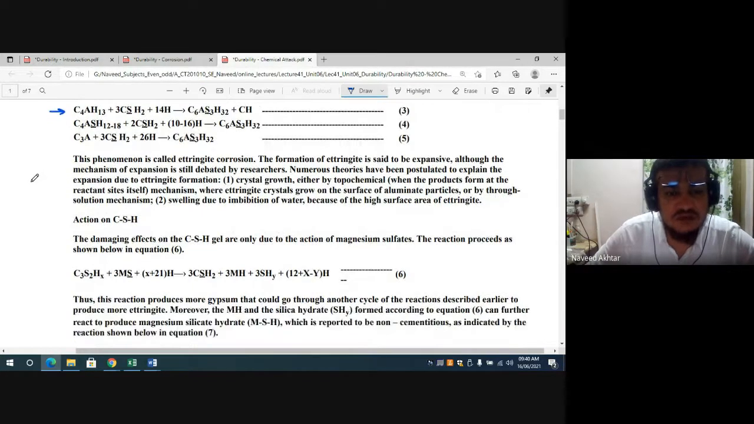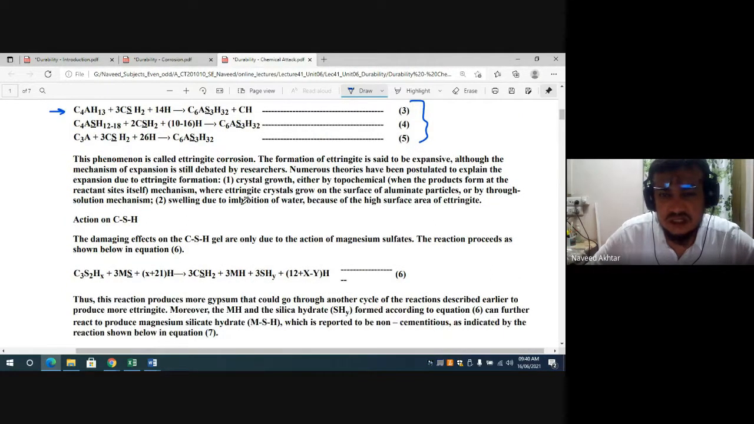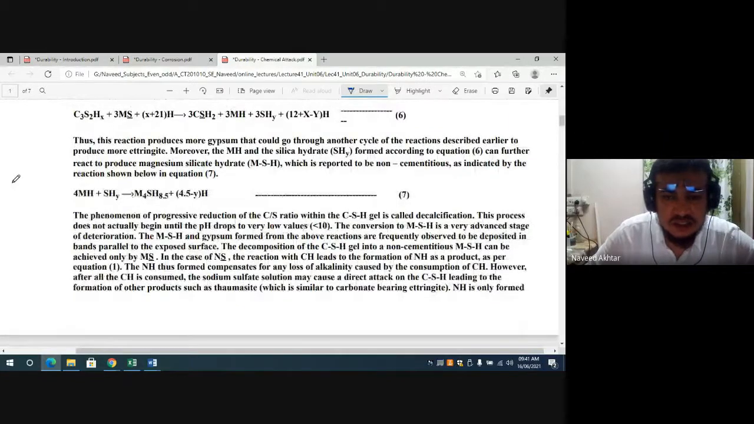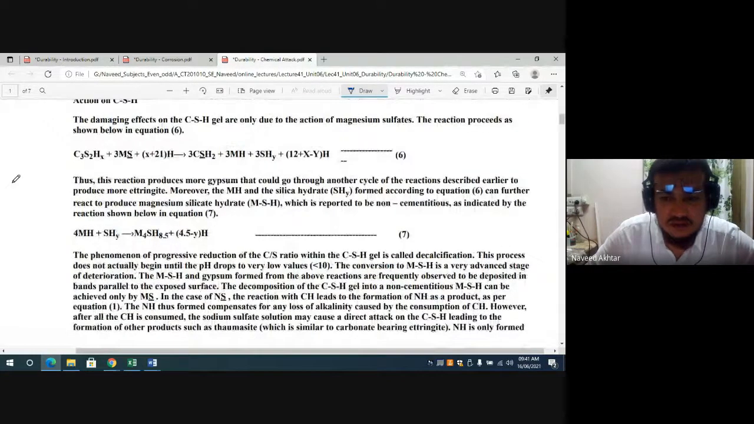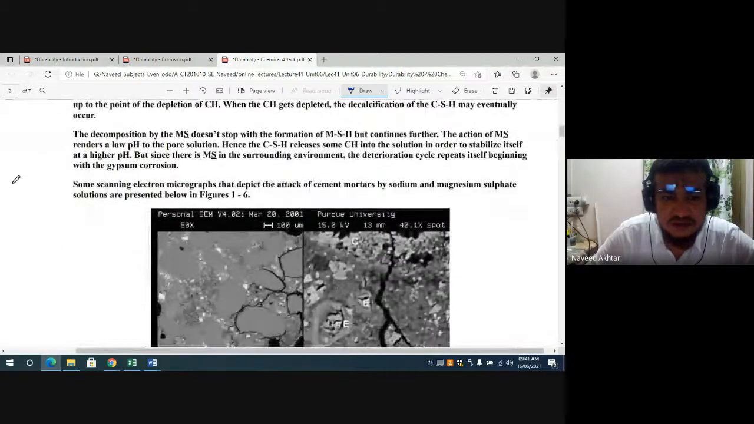And this phenomenon is called intrinsic corrosion. The formation of intrinsic is said to be expansive. Because of this expansive nature, it can expand the concrete, and too much expansion will cause deterioration in the concrete or spalling of the concrete. So these are the phenomena from which the concrete will be detrimental or can be harmful.